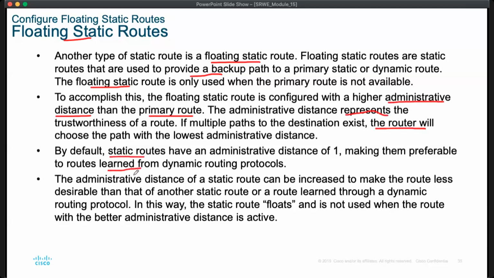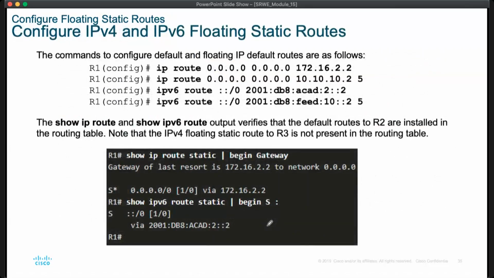The AD of a static route can be increased to make the route less desirable than that of another static route or a route learned through a dynamic routing protocol. In this way, the static route floats and it is not used when the route with the better administrative distance is active. So, configure an IPv4 and IPv6 floating static route.